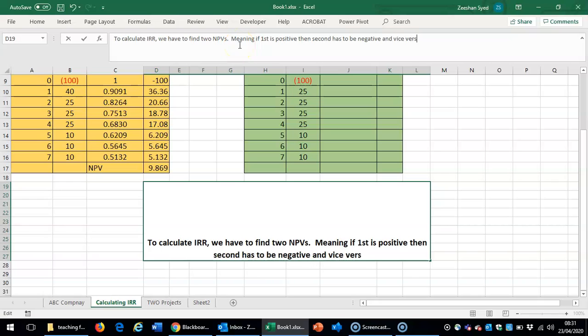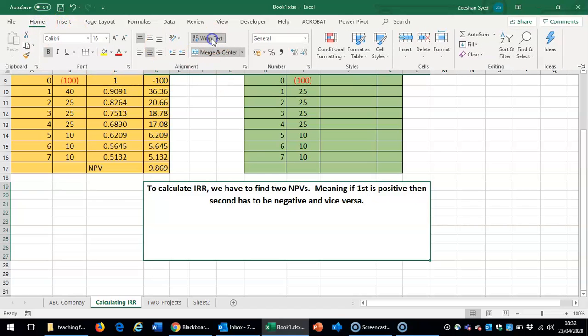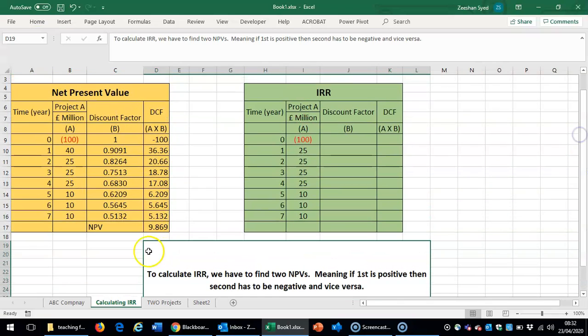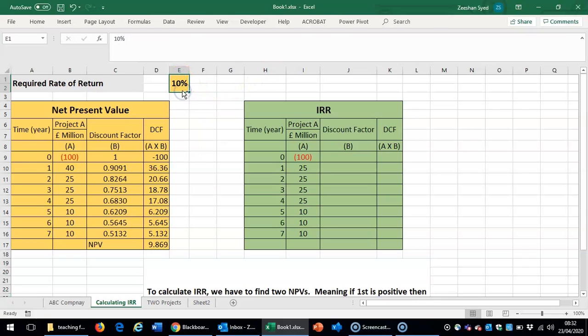And vice versa. The reason I'm writing this, I will post this document onto Blackboard as well for your attention, and we can just wrap this text so you can see. So if the first NPV is positive, the second NPV we have to find should be a negative number. I told you, when the interest rate decreases, NPV becomes positive, or it increases. So let's find another interest rate, which has to be higher.